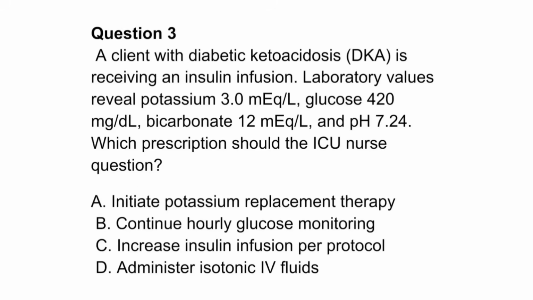Question 3. A client with diabetic ketoacidosis, DKA, is receiving an insulin infusion. Laboratory values reveal potassium 3.0 milliequivalent/L, glucose 420 milligrams per deciliter, bicarbonate 12 milliequivalent/L, and pH 7.24. Which prescription should the ICU nurse question?